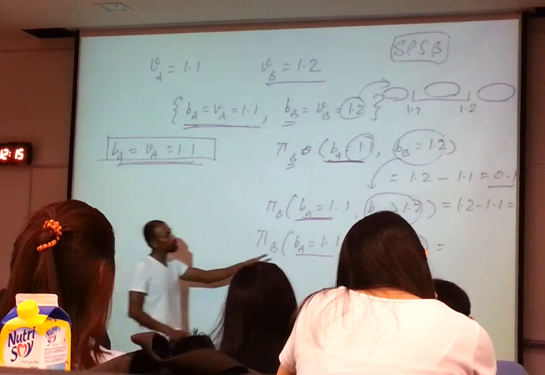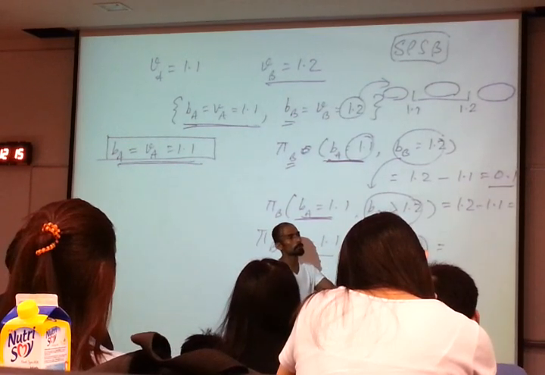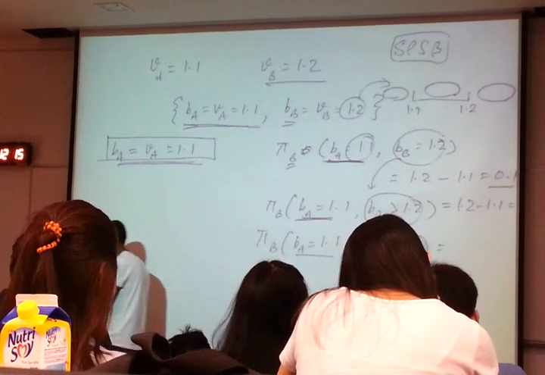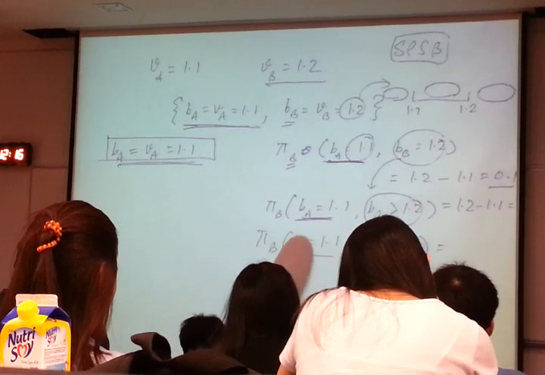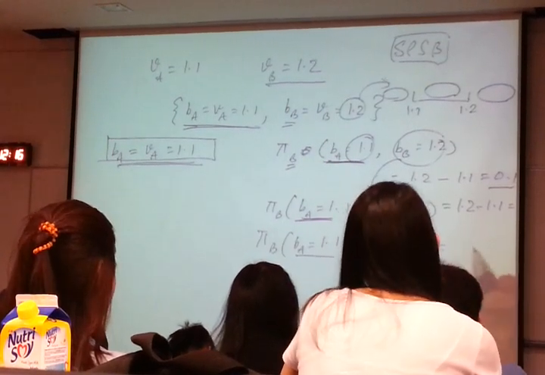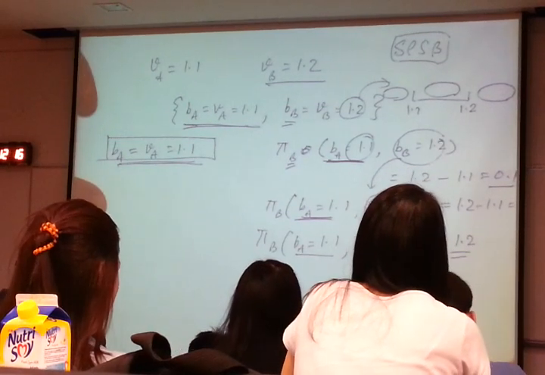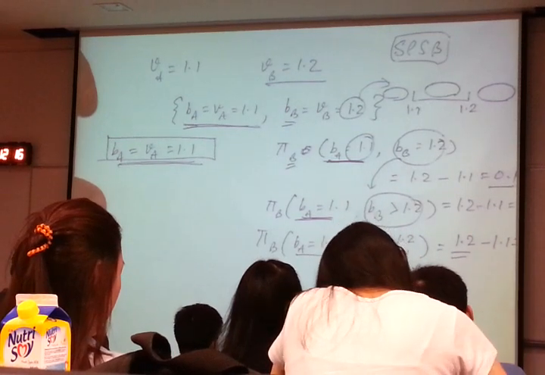Alex is bidding 1.1. Bert is bidding more than 1.1 but less than 1.2. Who will win the auction? Bert. Clearly Bert. What price will he pay? It is a second price auction, so he will pay the next highest bid, which is 1.1. Therefore, his payoff will be 1.2, his valuation, minus the price he pays, 1.1, which is 0.1.